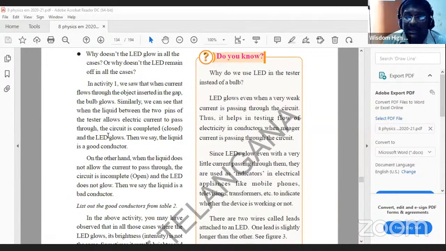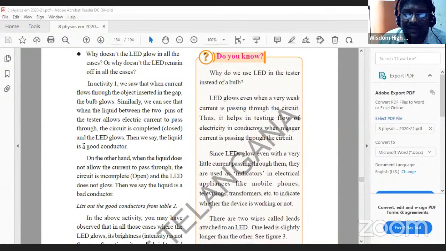What do we fill that liquid with, in the gap of the injection bottle? It should act like a conductor. Actually, there is a gap between the two pins. So when we join the two pins, the LED bulb can glow.